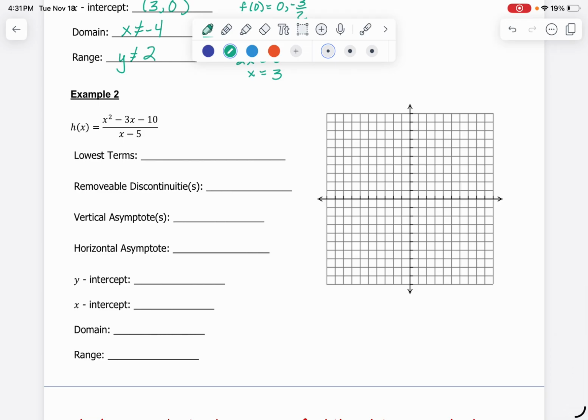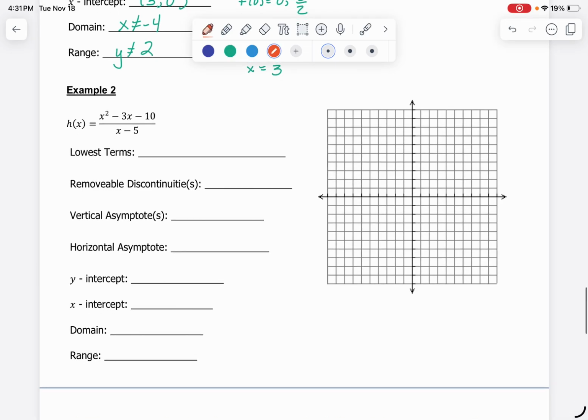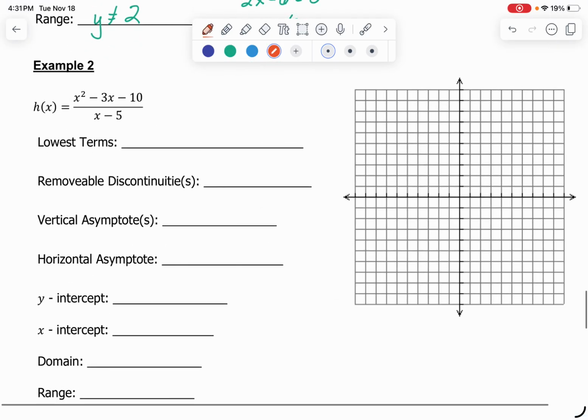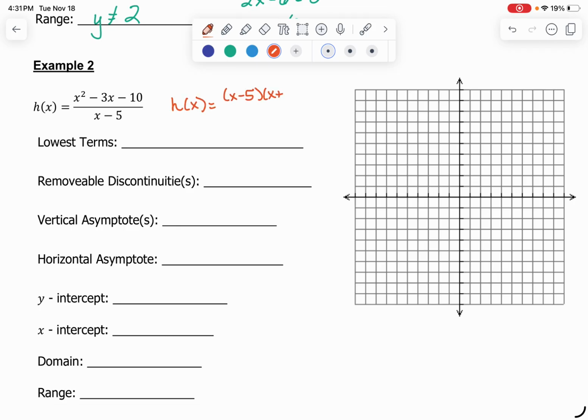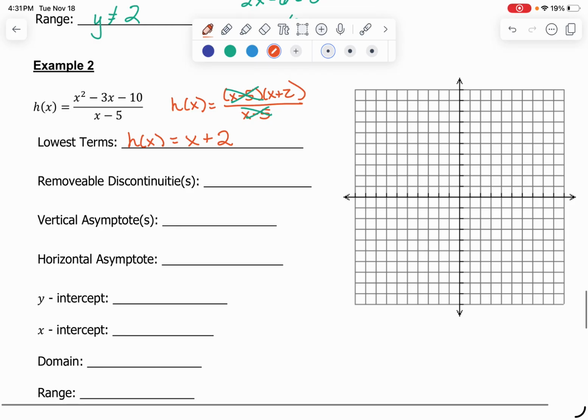Okay, so in this next one, I'm going to start by putting it in lowest terms. So this time I can factor my numerator into x minus 5 times x plus 2. And then I have an x minus 5 on the bottom. So for the lowest terms of this function, I'm going to cross out my x minus 5s, and so I just get x plus 2.